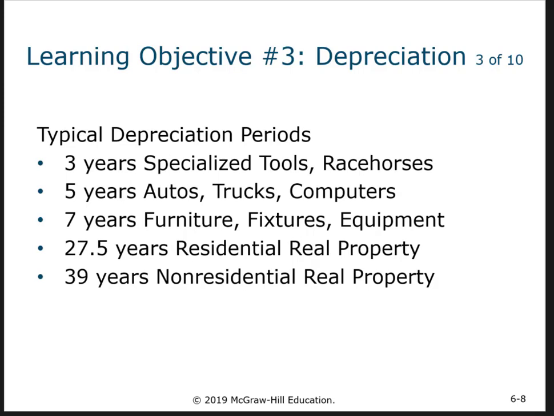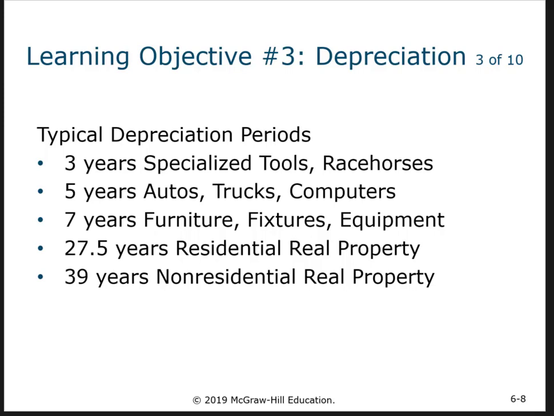Here's how the class lives kind of work out. This is the most common. Very few things go into 3 years. Lots of things under 5 years, all autos, trucks, computers, any computer-like type things. And then a whole bunch of stuff under 7, furniture, fixtures, equipment, machinery, all that stuff. There is a 10-year, a 15-year. They don't have as many things in those class lives, so we haven't shown them.